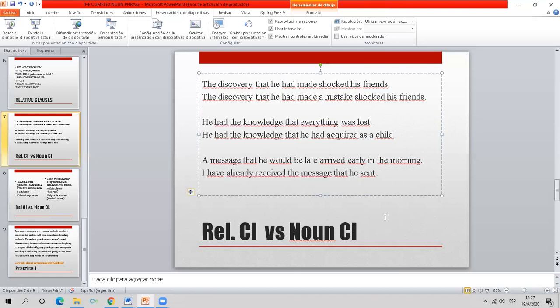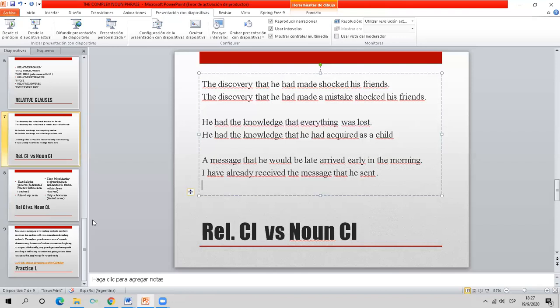In the third example, a message that he will be late arrived early in the morning, or I have already received the message that he sent, which is the relative here? Yes, the relative is the second one, okay? The message that he sent. In the first case, you have that he would be late. That was precisely the message, okay?